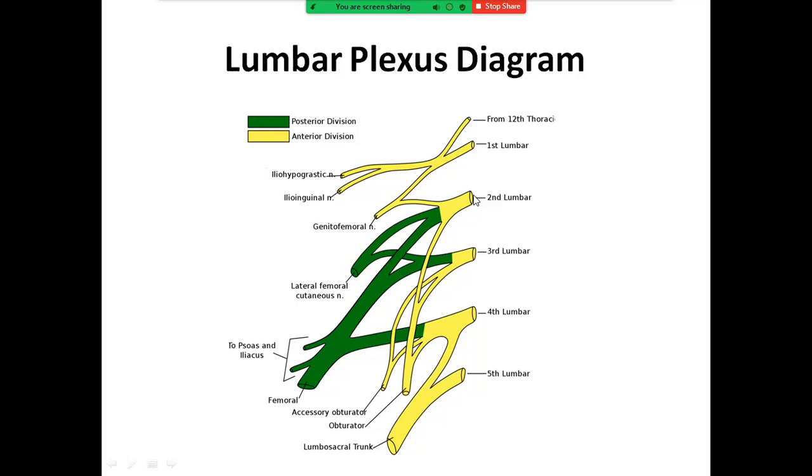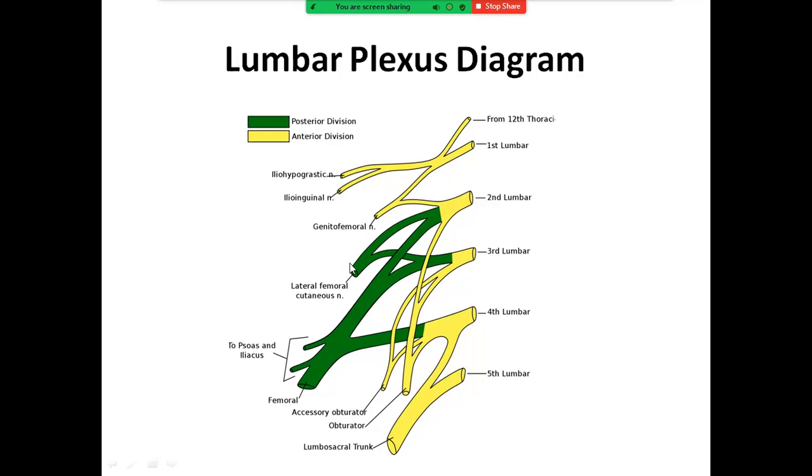From the second lumbar nerve, that is L2, we have one branch arising from L1 and L2, the genitofemoral nerve. And from L2 and L3, we have a branch to lateral femoral cutaneous nerve of thigh. So the branches L1 and L2 together join and form the genitofemoral nerve, and the branches L2 and L3 together form the lateral femoral cutaneous nerve of thigh.